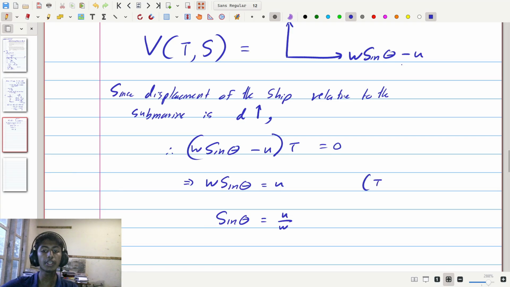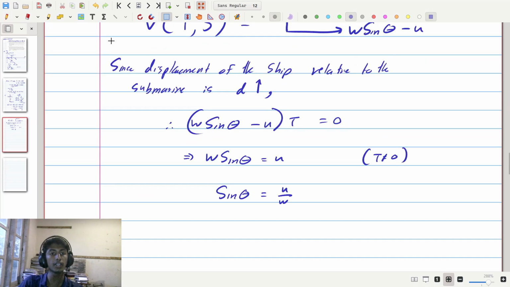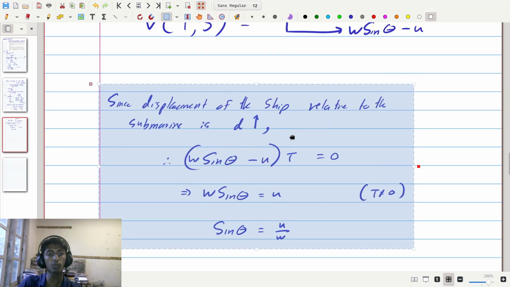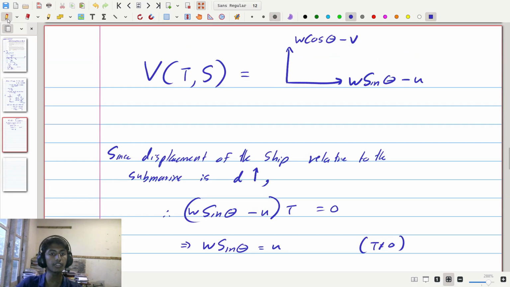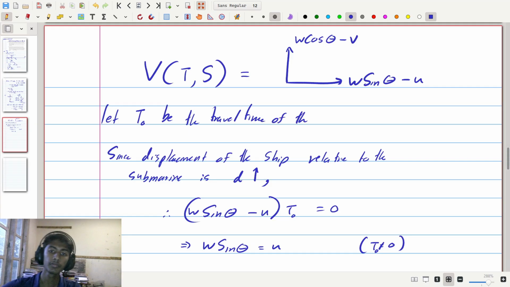Here of course we need to say t does not equal 0, and we also need to define what t is. I'm going to bring all of this down one line and say we'll actually do t sub 0, and we'll say let t sub 0 be the travel time of the torpedo.